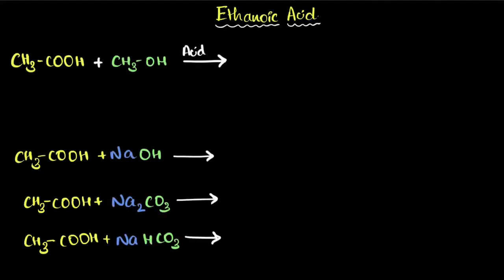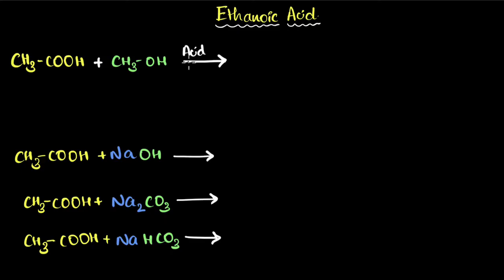Let's summarize the reactions of ethanoic acid. So ethanoic acid is the one which has a carboxylic acid group. It's ethanoic acid because there are two carbon atoms. In the first reaction, we'll make it react with an alcohol, methanol, in the presence of an acid.